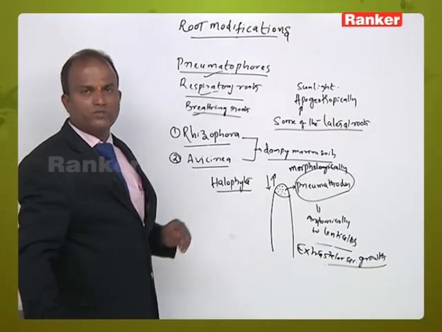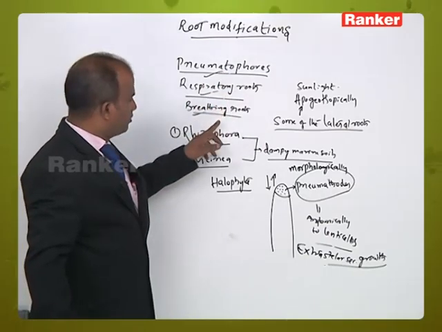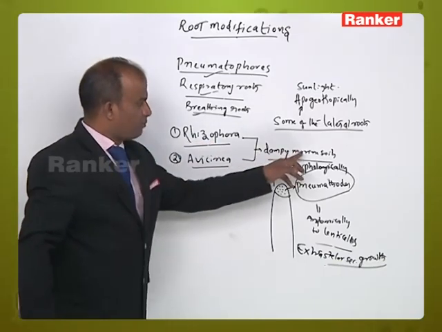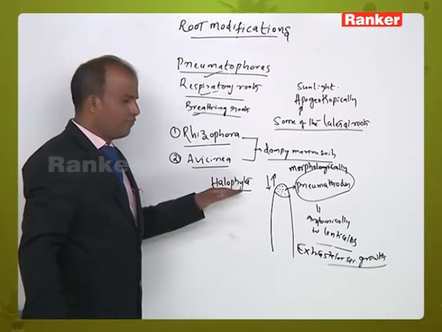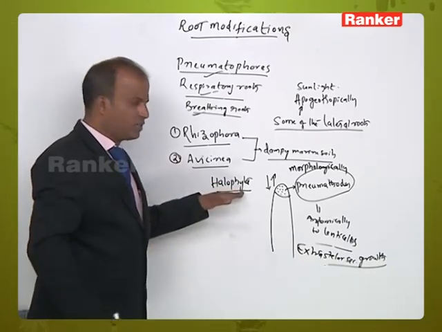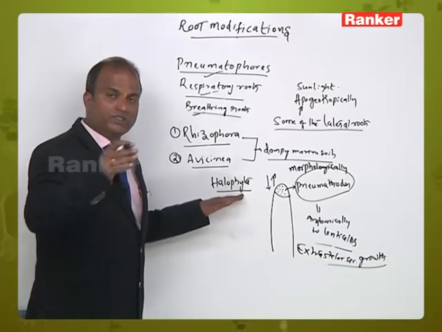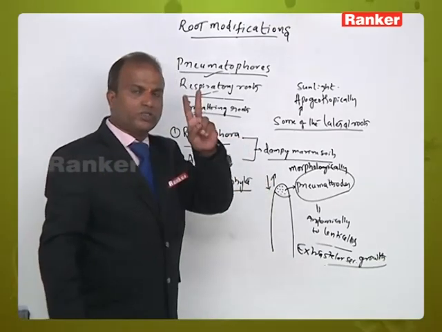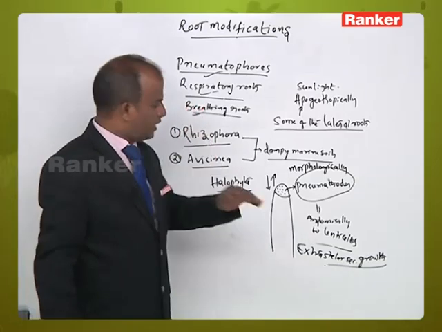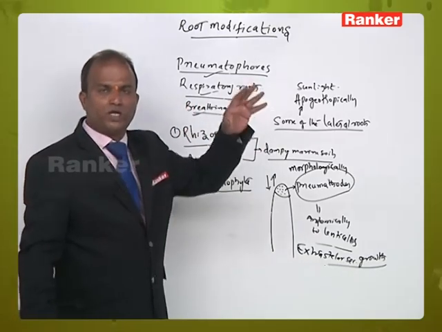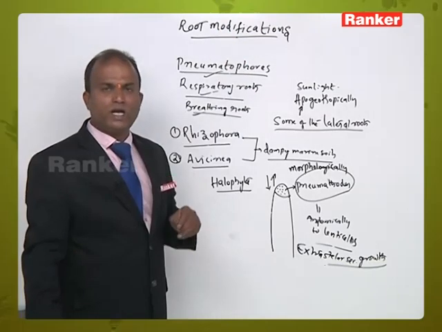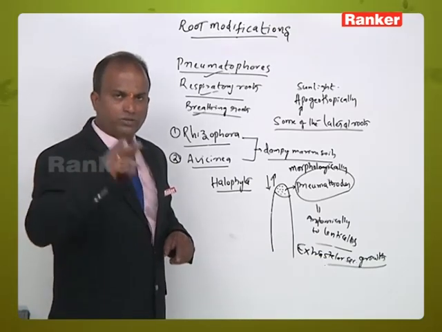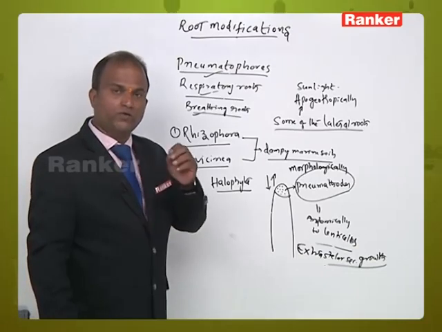This is about the nematophores. Once again, nematophores, respiratory roots, or breathing roots. The examples are Rhizophora and Avicennia. They grow in damp, marshy, saline soils, so they are called halophytes. The plants which grow in salty areas are called halophytes. And it shows dimorphic roots. What are the dimorphic roots? One is nematophores, which grow apogeotropically, towards sunlight, and the other is the taproot and some lateral roots which grow towards the soil, positively geotropic and negatively phototropic.